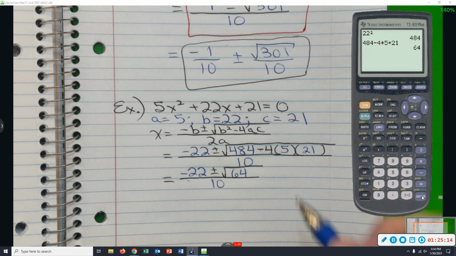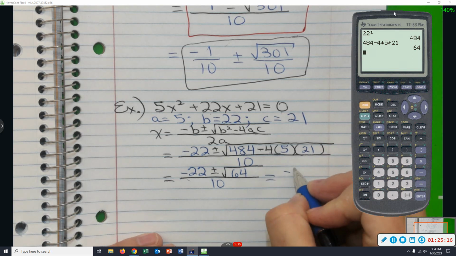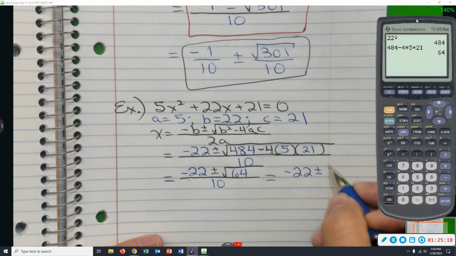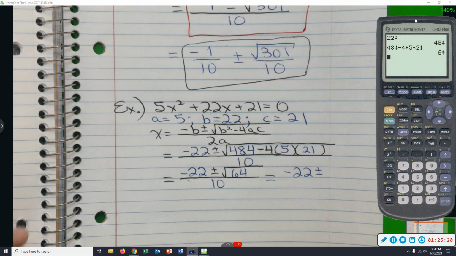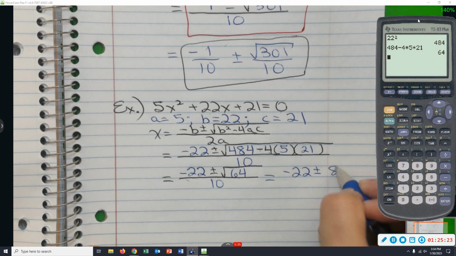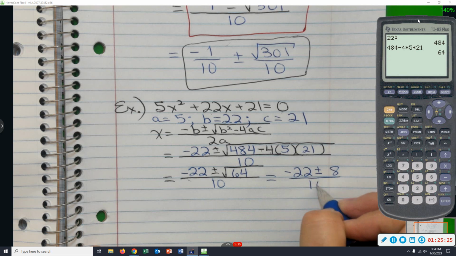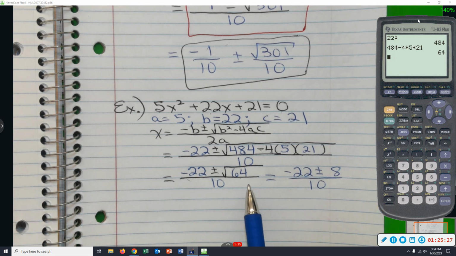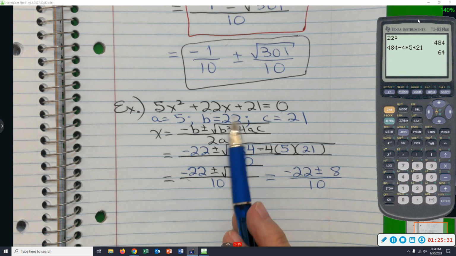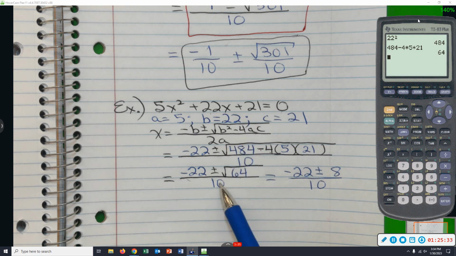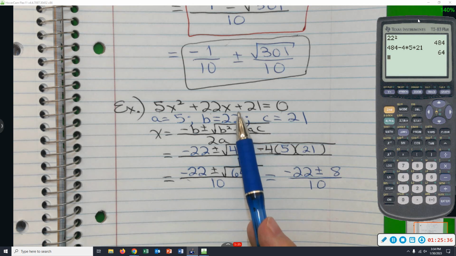You have negative 22 plus or minus, what's the square root of 64? 8, all over 10. If you don't have an i and you don't have a square root in your final answer, that means it could have been solved by factoring.